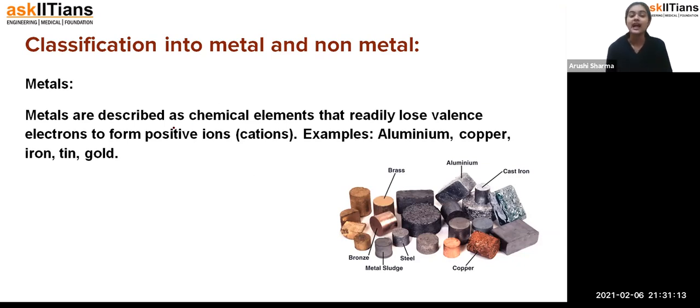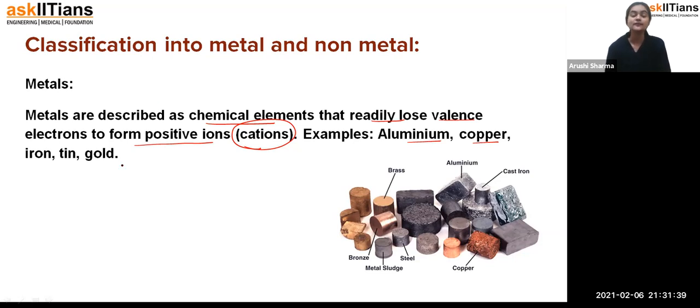Metals are described as chemical elements that readily lose the valence electron to form the positive ion, that is the cation. Example: aluminium, copper, iron, tin, and gold. That means, students, we are talking about metal. So a metal is something which loses its electron very easily and forms the positive ion, that is the cation. So we call them metals.